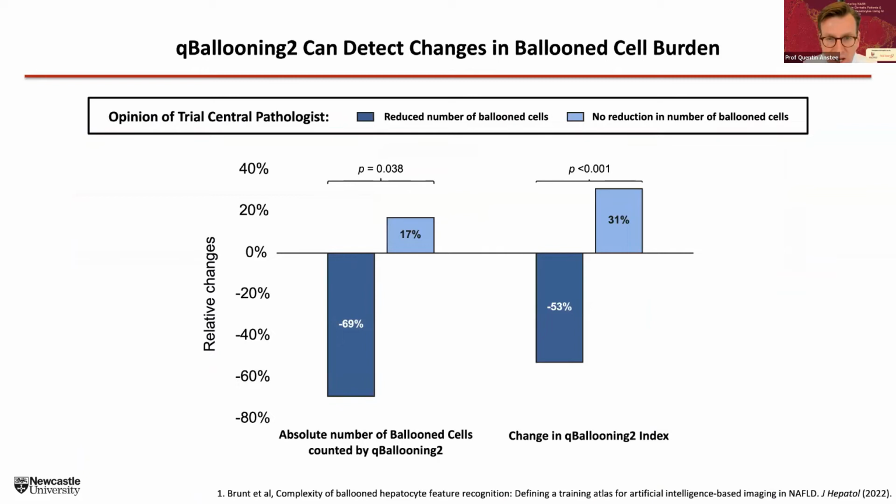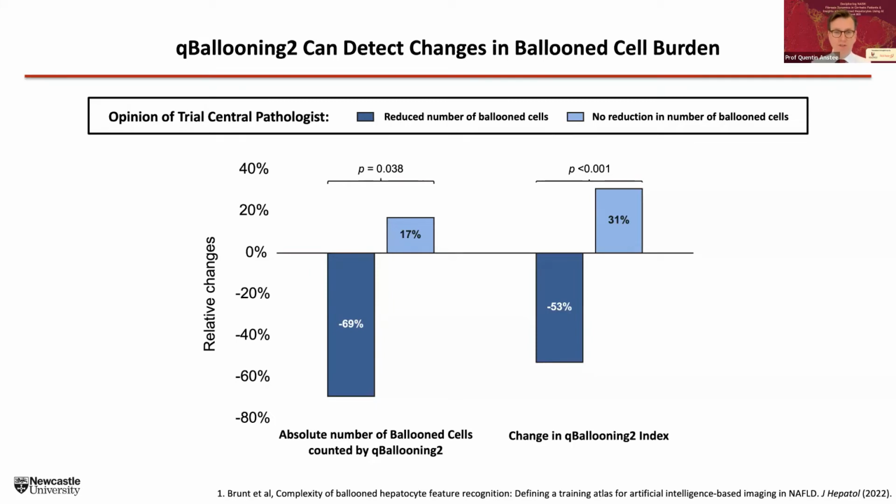The final thing I just want to highlight here is the question of whether these sort of algorithms can be sensitive to change. In other words, able to detect change when there is a histological response. Now, this was a small adjunct study, and really we included it in our paper as a proof of principle. But what we did was we took paired biopsies from a clinical trial, and we divided those biopsies into those where the central trial pathologist had considered that there were a reduced number of balloon cells, and those where the central trial pathologist had considered there was no reduction in the number of balloon cells.